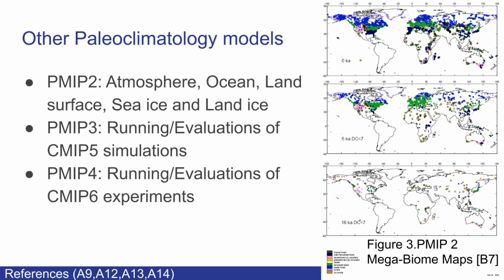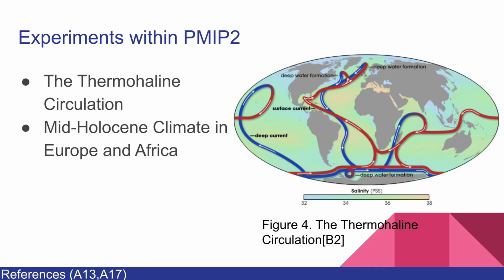Each map is comparing the Earth at different points in time and displaying various different colored data points, representing different biomes ranging from forests, deserts, and tundras. The top map represents present-day Earth, the middle is the Earth 6,000 years ago, and the bottom map is the Earth 18,000 years ago. One of the experiments involving PMIP-2 was the Lagrangian analysis of the ocean circulation.